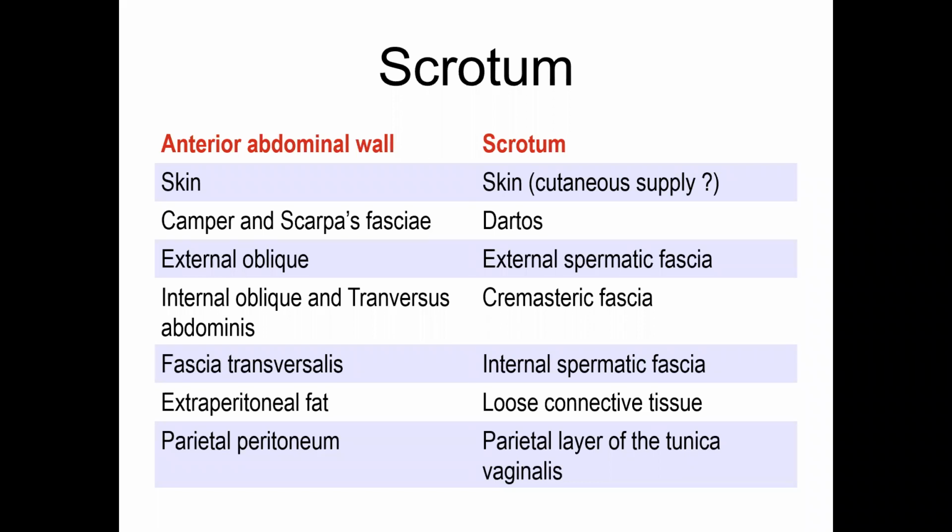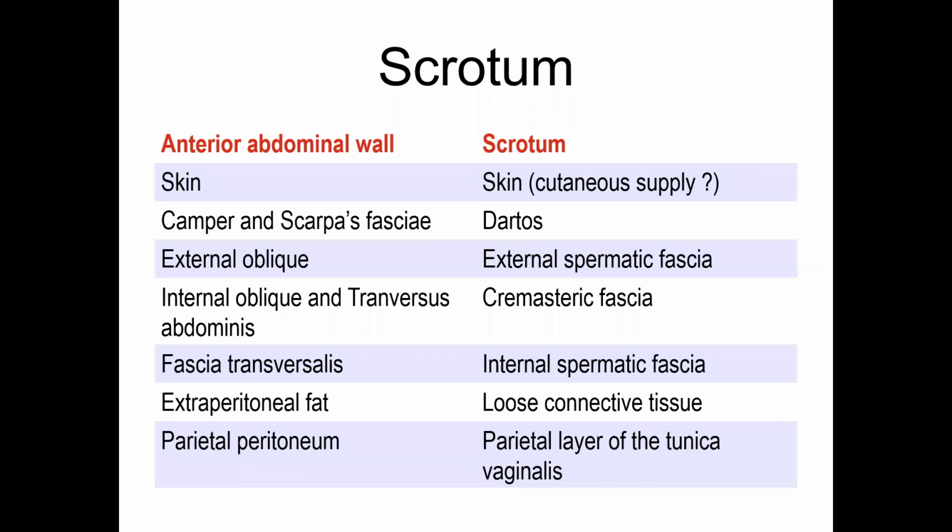So lower animals bring the testis to the scrotum only during the breeding season. In humans, the cremaster muscle is poorly developed, it's more of a fascia. Therefore, you can't pull up the testis to the abdominal cavity. Fascia transversalis, we said, is equivalent to internal spermatic fascia. The extraperitoneal fat: there is no fat in the scrotum and penis, so it's replaced by loose connective tissue.